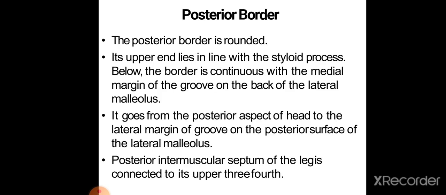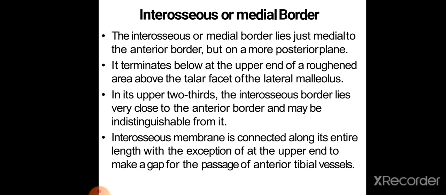Now the posterior border, it is rounded. Its upper end lies in line with the styloid process. Below, the border is continuous with the medial margin of the groove on the back of the lateral malleolus. It goes from the posterior aspect of the head to the lateral margin of the groove on the posterior surface of the lateral malleolus. The posterior intermuscular septum of the leg is connected to the upper 3/4.